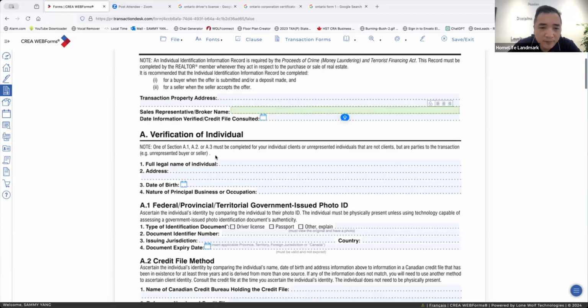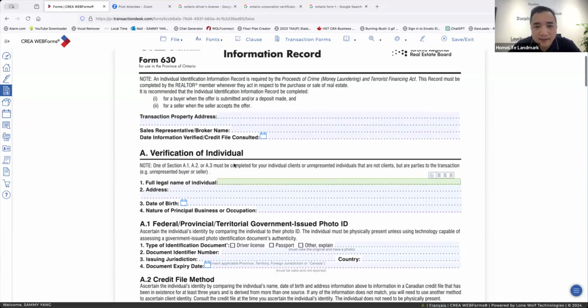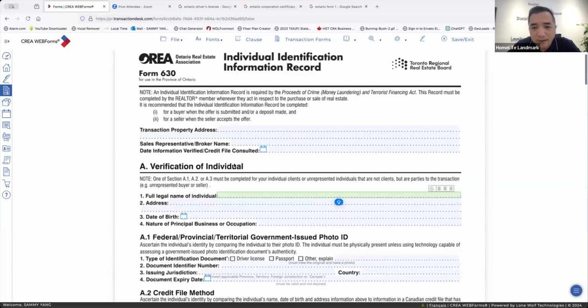So the next one, verification of the individual. Full legal name is a buyer's full legal name. And we have some agents said, oh, I have 2 buyers, husband and wife. So can I share the one space? The answer is no. Every person, you should have one complete set of the 630. So you cannot use 2 persons to share the one 630 form.